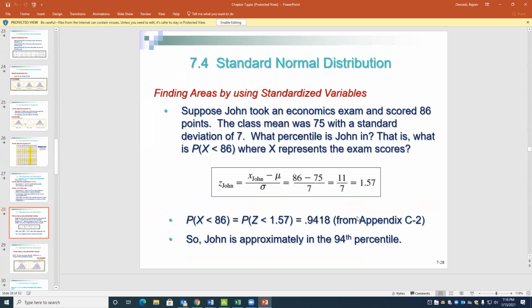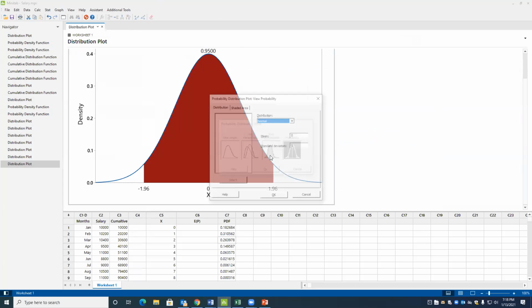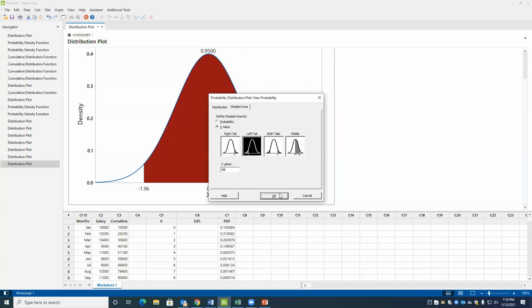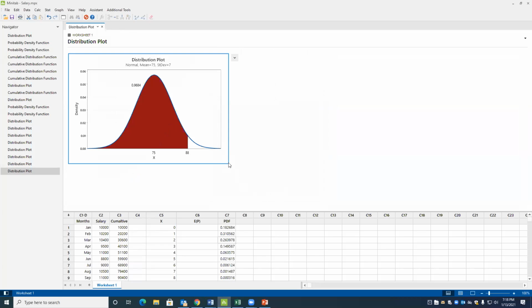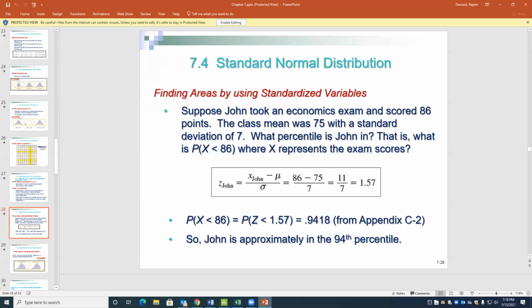Now this is the example that I already demonstrated. Suppose John took an economics exam and scored 86 marks. The class mean is 75 and the standard deviation is 7. What percentile is John in? So let's do this. Graph, Probability Distribution, 75 is the mean and 7 is the standard deviation. Shaded area, we would like to see 88. I put 88 here, and you can see where John is coming, 96 point something, almost 97 percentile.